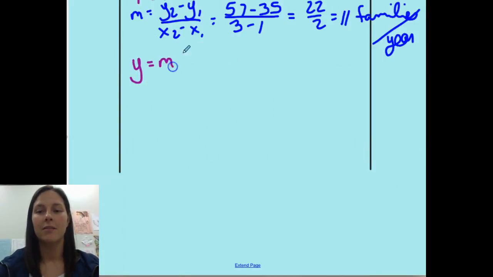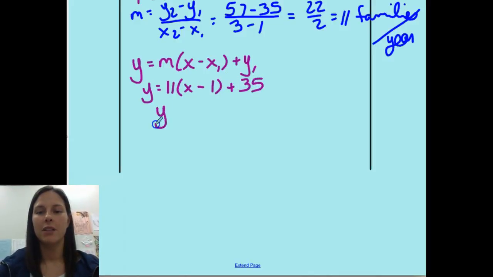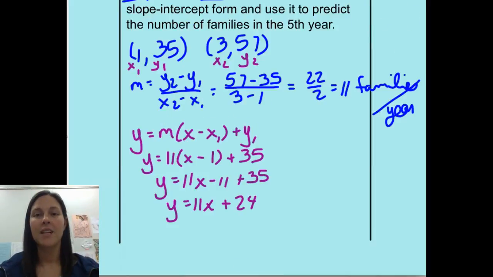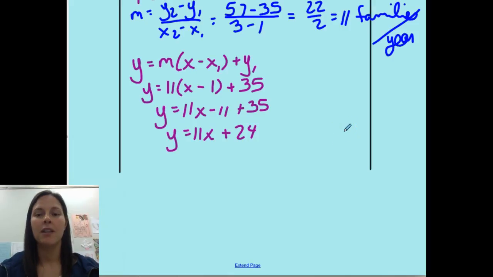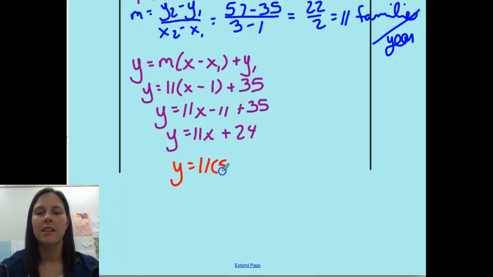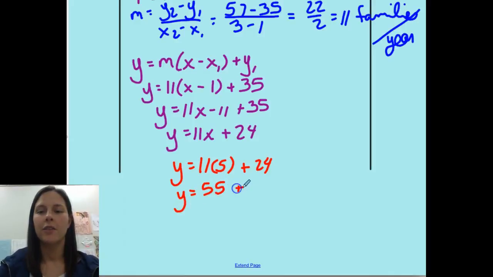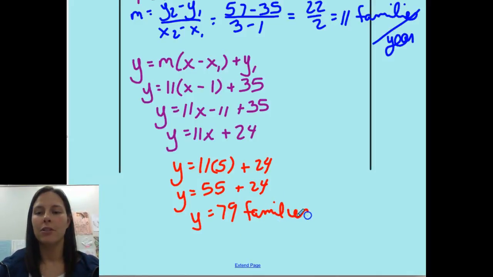Then we can substitute that into the point-slope equation. Our slope is 11, my x1 was 1, and my y1 was 35. Distributing my slope and combining my like terms, negative 11 plus 35 is 24. And then we were asked to predict the number of families that might attend in the 5th year. Year is our x value, or our independent variable, so we're going to substitute 5 for x and solve for y. 5 times 11 is 55, and 55 plus 24 gives us 79 families. Make sure with a word problem that you label your answer.